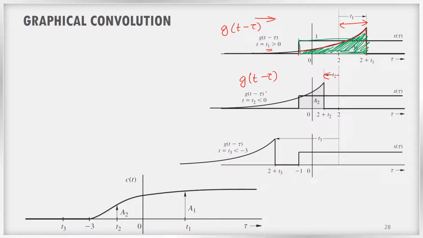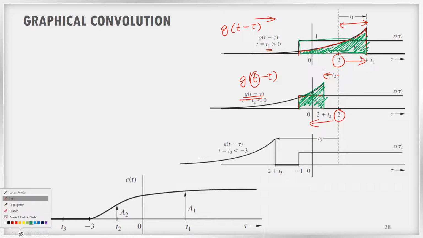if I provide t less than 0, my signal g of t minus tau will be moving to the left side of the 2, and here it is moving to the right side of the 2, and here it is moving to the left side of the 2. Now also I can multiply this signal up to this and this signal up to this, right? So this will be the product, this will be the product. I will get this much area, right? So I am going to call this area A1 and this area A2, right?